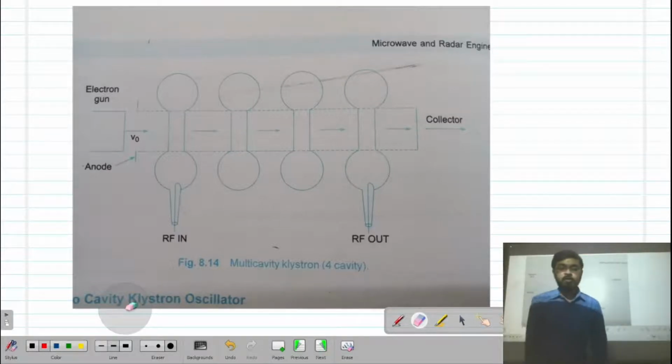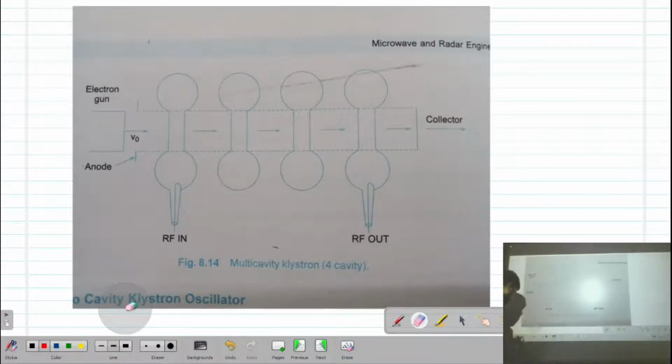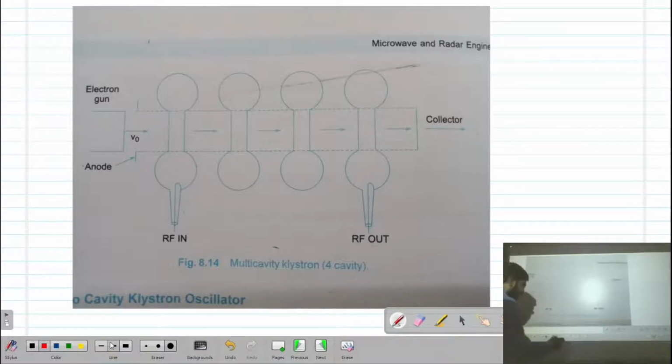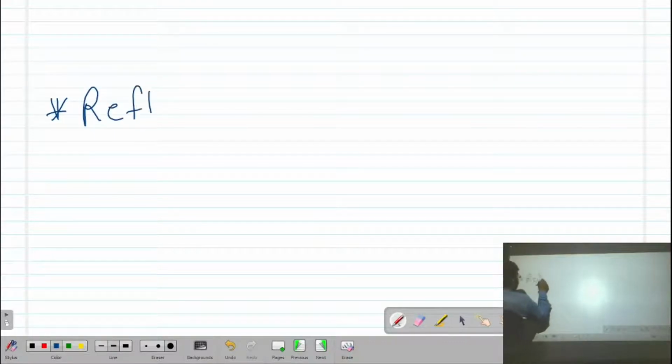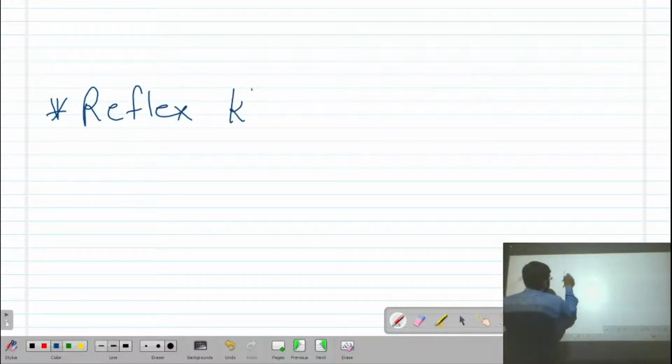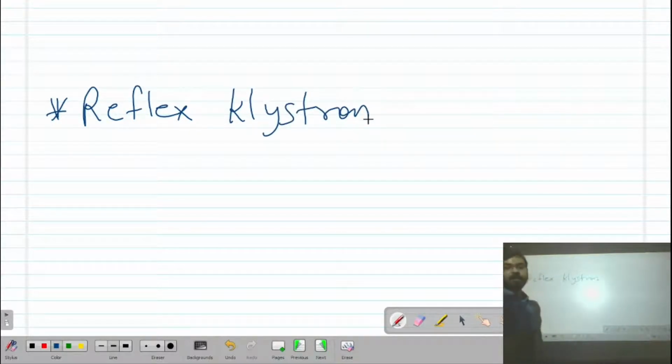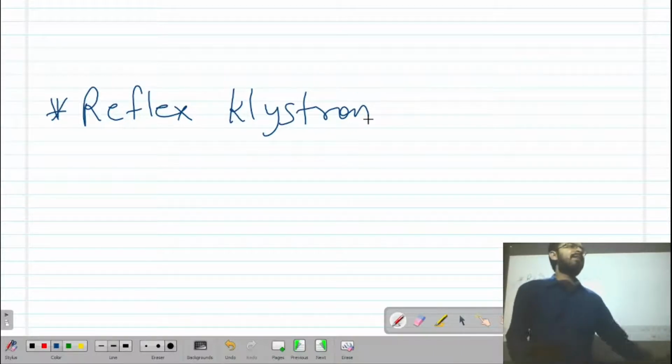So this was all about the multi-cavity klystron amplifier. Now the next topic is reflex klystron. We are going to study reflex klystron. What do you understand by reflex klystron?